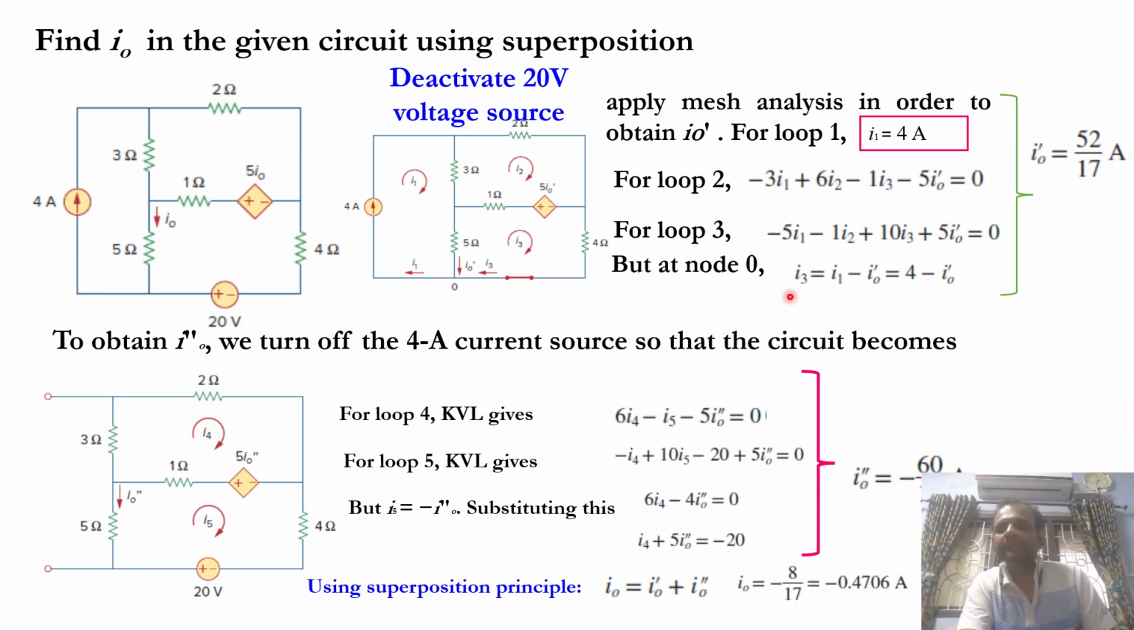So I3 is equal to 4 minus I0 dash. So this I3 will go off. Both I3 will go off. So I1, I2 and I0 will remain. But I1 is 4, so again 4 and 5. Here also I1 will go off because I1 is 4 ampere. So what remains is I2 and I3. Solving, you will get I0 dash is equal to 52 by 17. I3 is 4 minus I0, so if you substitute, you will get I0 is equal to 52 by 17.